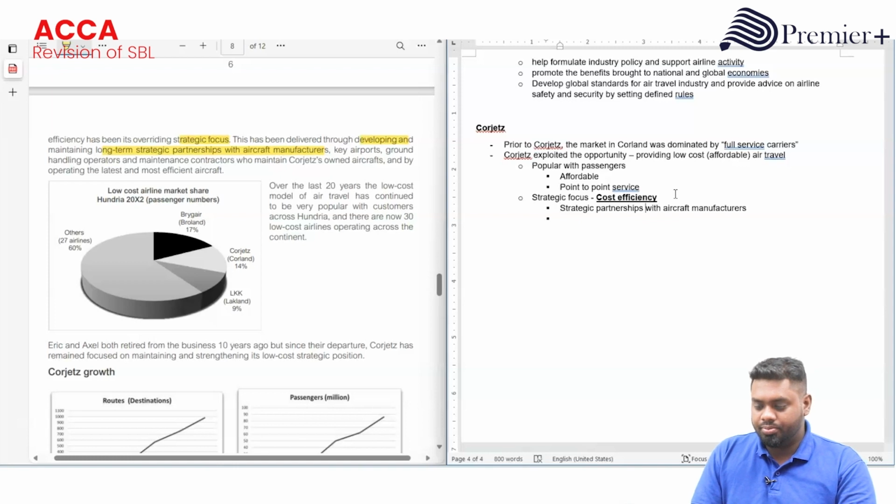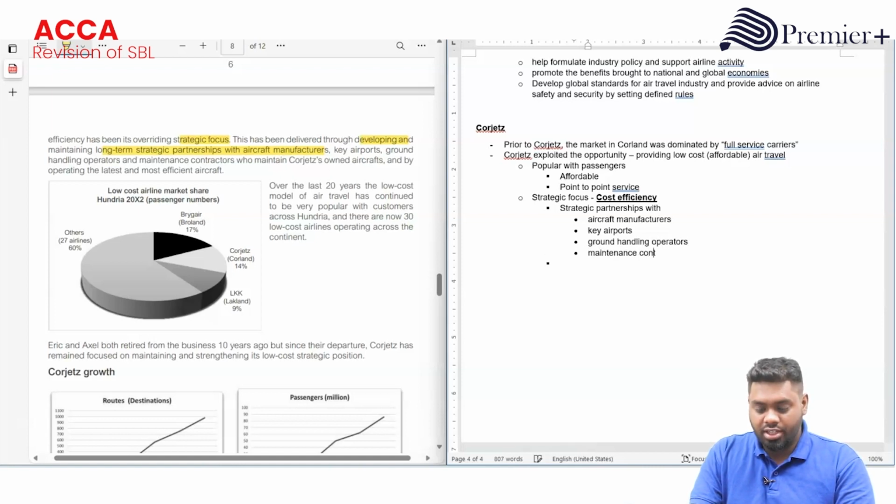ground handling operators, maintenance contractors who maintain CoJets' owned aircraft, and by operating the latest and most efficient aircraft. They operate the latest and most efficient aircraft.